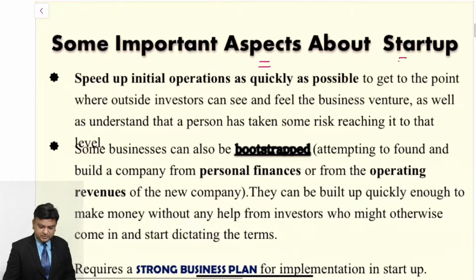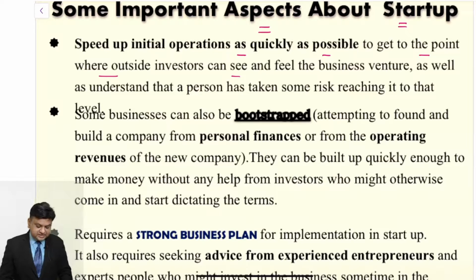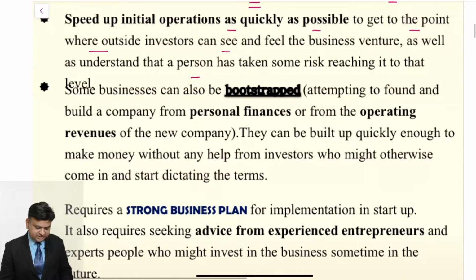Some important aspects about the startup: speed up operations as quickly as possible to get to the point where outside investors can see and feel the business venture, as well as understand that a person has taken some risk in reaching that level.